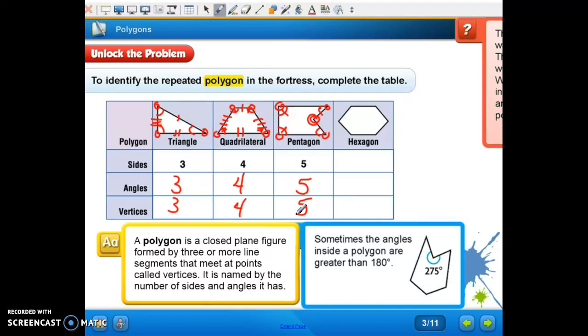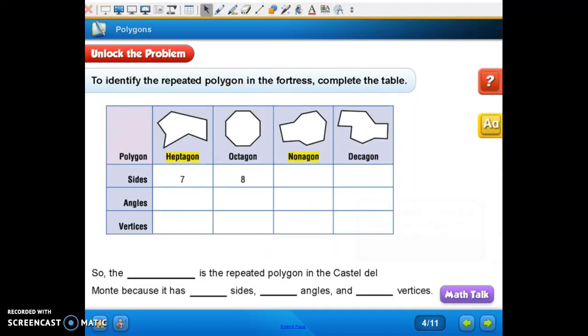And a hexagon. How many sides on a hexagon? 1, 2, 3, 4, 5, and 6, right? Remember that I told you that hexagon has the X and 6 has the X? That is how we can remember a hexagon has 6 sides. How many angles does it have? 6 angles. And 6 vertices. Okay, we're moving on down to the second table with the images.